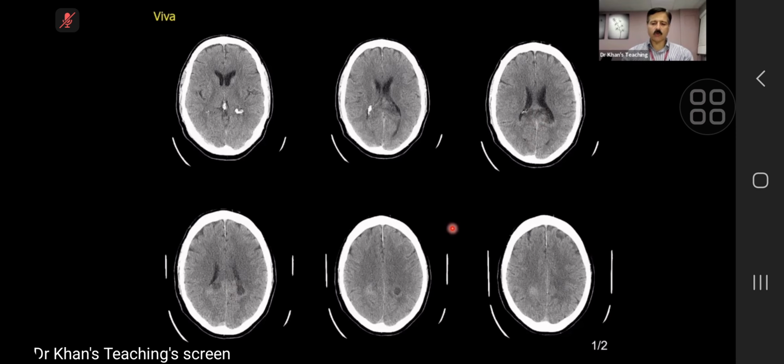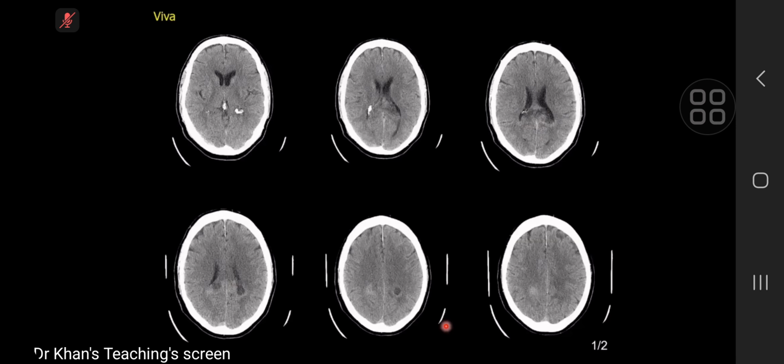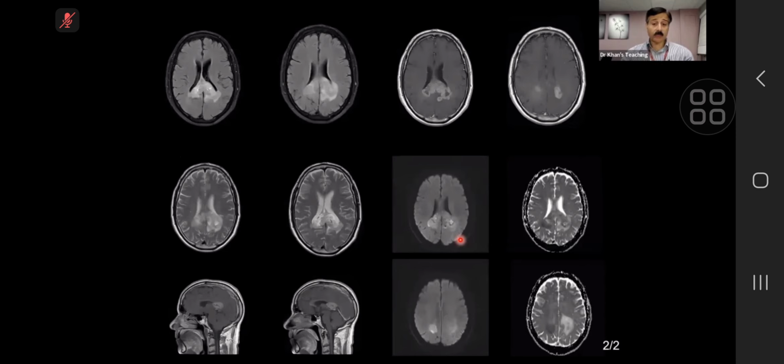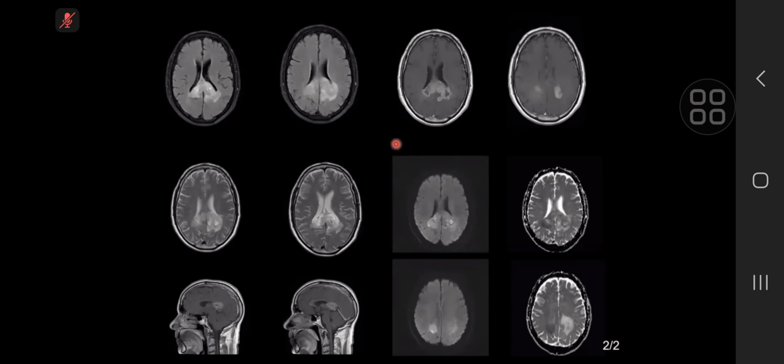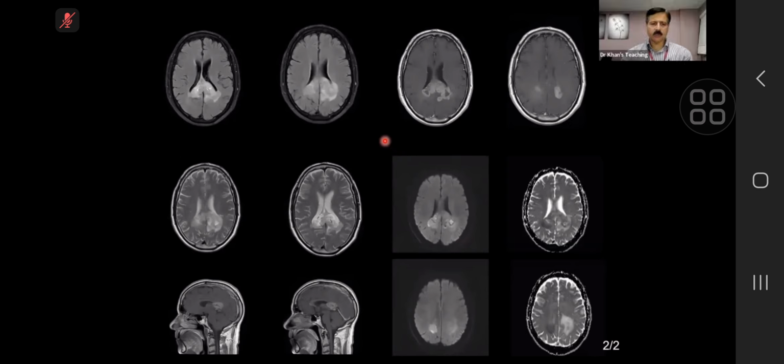What would you like to do next? I will do contrast enhancement. Okay, so instead of contrast, we have got an MR, better for you. Because of time factor, I am going to point out the sequences for the audience. This is FLAIR, this is FLAIR, this is post-contrast T1, post-contrast T1, T2, T2, diffusion, ADC, diffusion, ADC, post-contrast sagittals. Over to you.